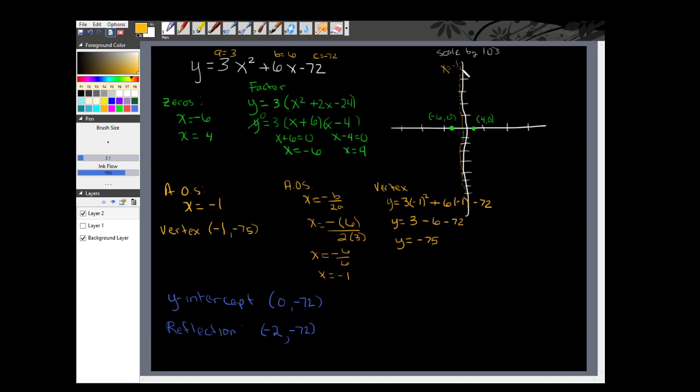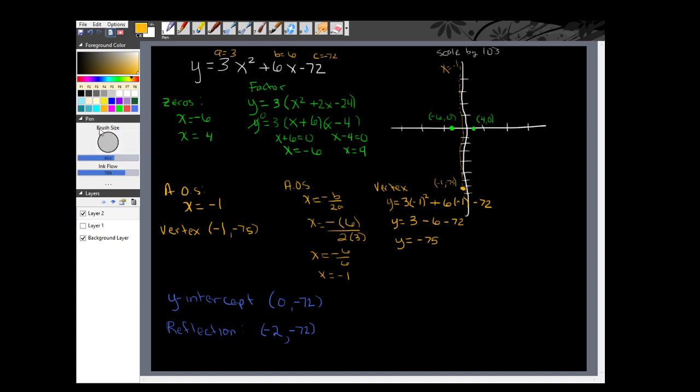Remember, when you write out the axis of symmetry on here, it's an actual line, so you need an equation for that line. That's why I wrote x equals -1. And then my vertex is at -75. So there's 10, 20, 30, 40, 50, 60, 75. So I'm way down here at -1, -75.